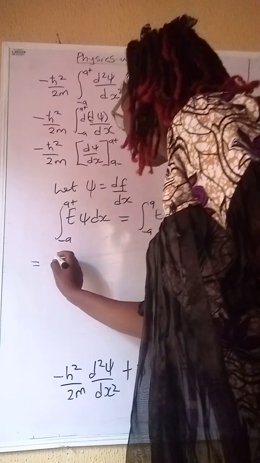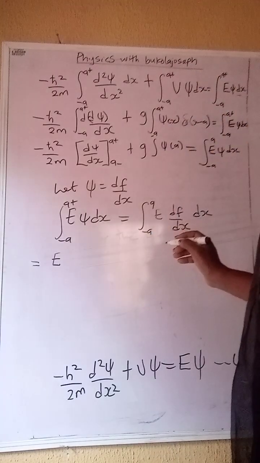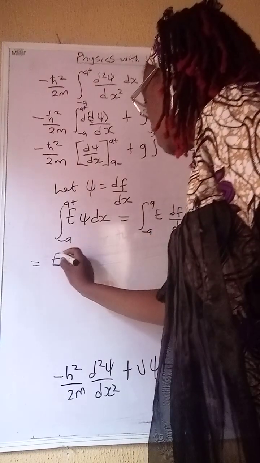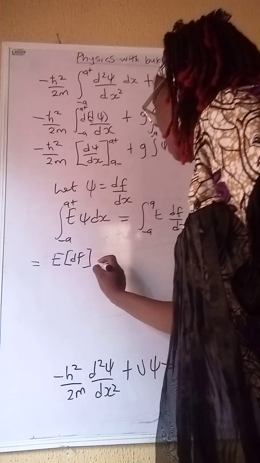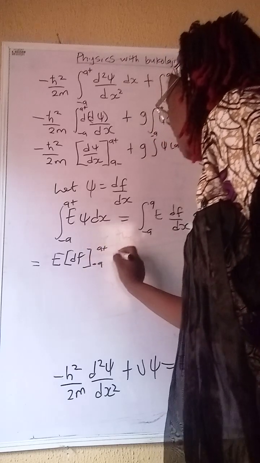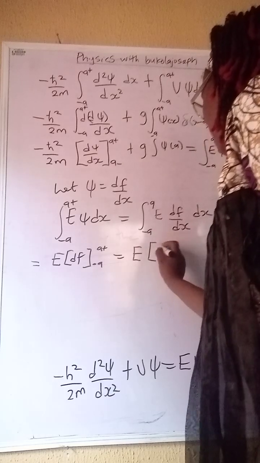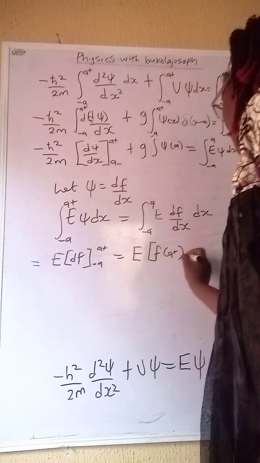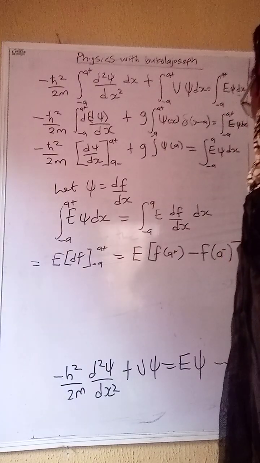We have df, okay, minus a plus a. This becomes f into f a plus minus f into a minus.